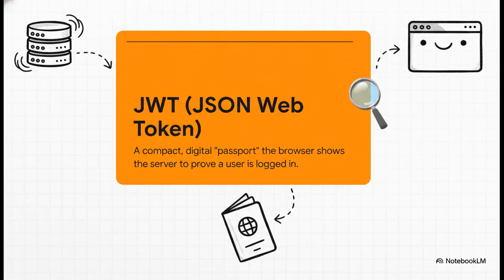So how does the server keep track of who you are after you've logged in? Well, it uses something called a JWT, which stands for JSON Web Token. The easiest way to think about this is like a secure temporary digital passport. The moment you log in, the server hands this passport to your browser. Then for everything else you do, your browser just flashes this passport to the server to prove, hey, I'm allowed to be here. We actually found an example of one of these tokens in the project files.